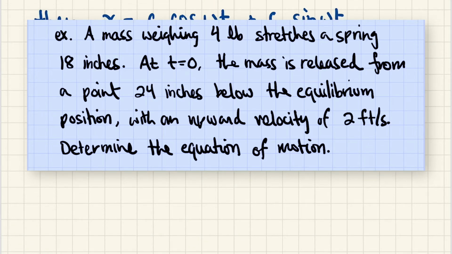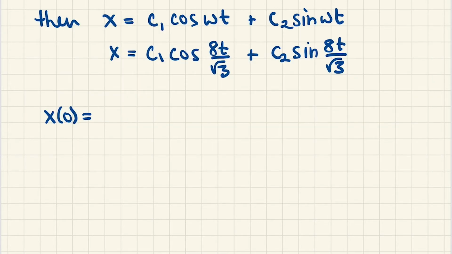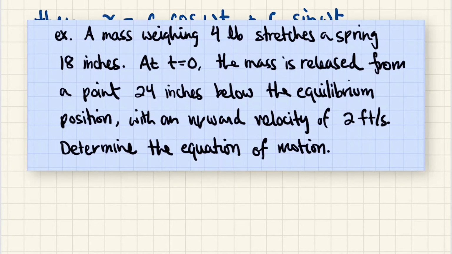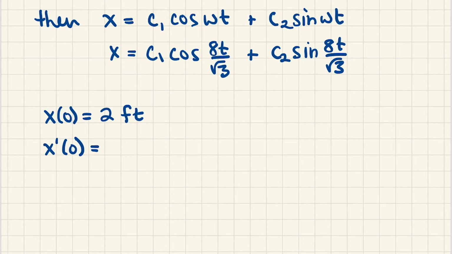The fact that we're told at t equals 0, the mass is released from a point 24 inches below the equilibrium position tells us that x of 0 is equal to 24 inches. Let's write it as 2 feet because our units are just going to be in feet. And we're given an upward velocity of 2 feet per second. Well, that tells us that x prime of 0 is equal to -2 feet per second. So if we plug those into our equation, we're going to get our c1 and c2.